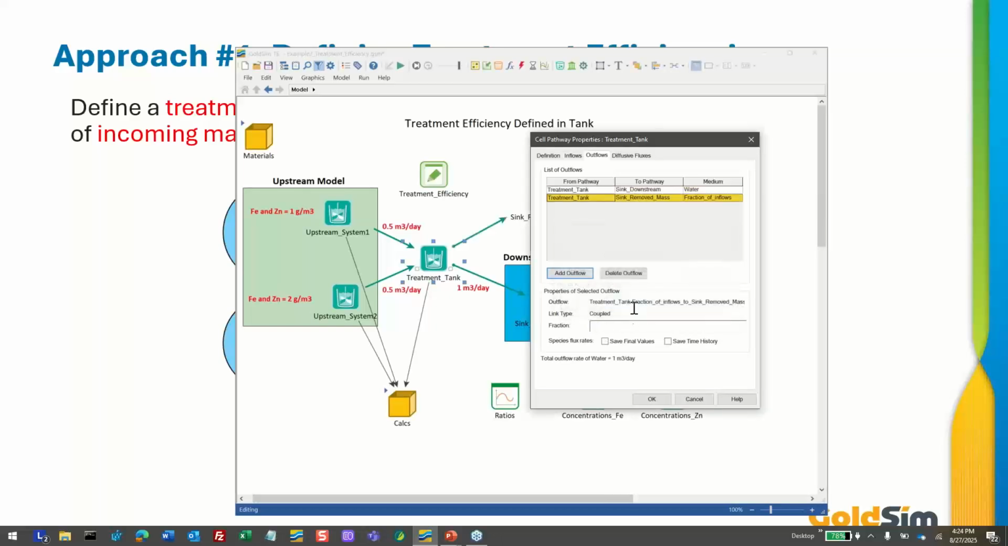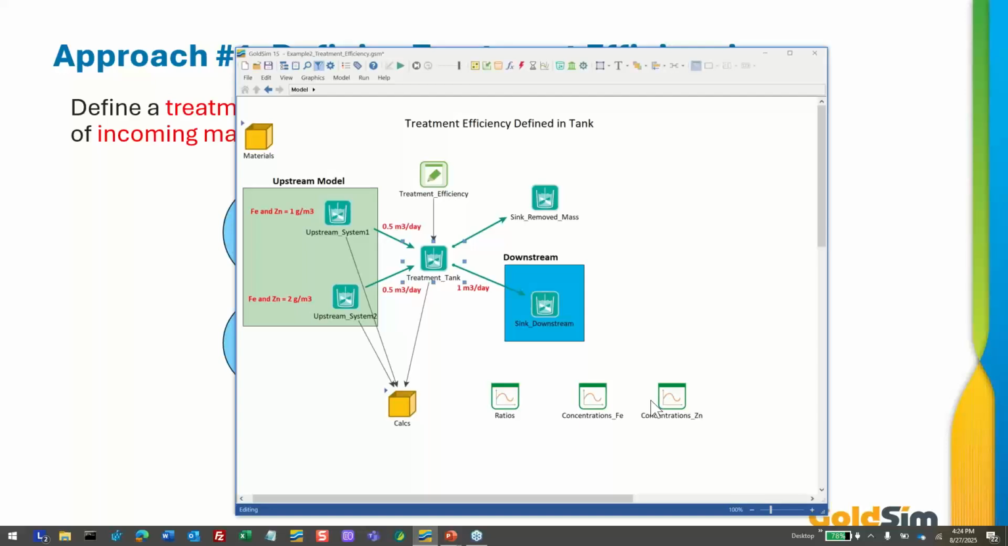I hit OK, and now here I have to say, what is the fraction I'm removing? Well, that's the treatment efficiency. This has to be a fraction, it's dimensionless. It's the fraction of each species of the incoming mass inflows that you're removing. So I'm just going to link it to that treatment efficiency right here. And that's it, we're done.